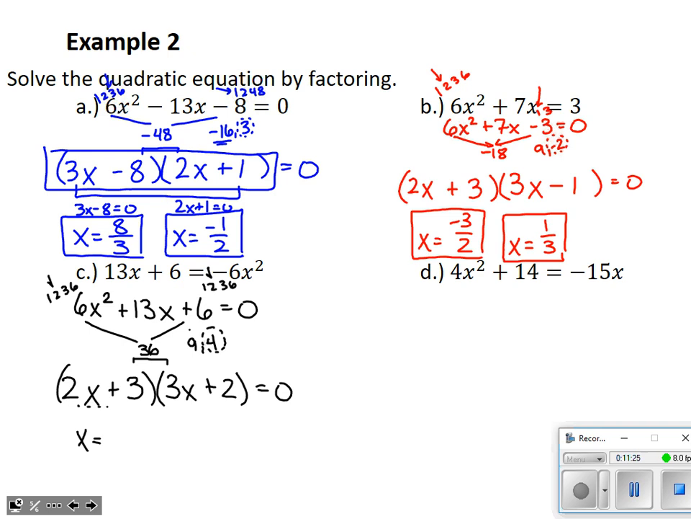Lastly, let's imagine we were setting this factor 2x plus 3 equal to 0. To solve, I would subtract 3 and divide by 2, negative 3 halves. Let's imagine we were setting the second factor equal to 0. Subtract 2 and divide by 3, negative 2/3.